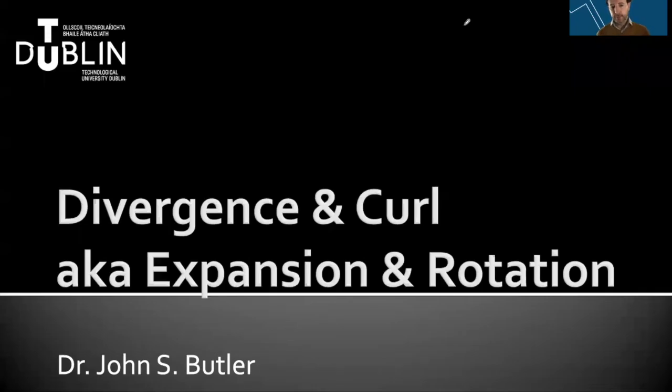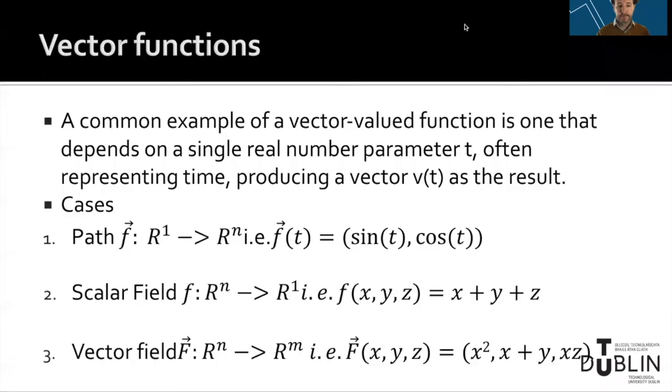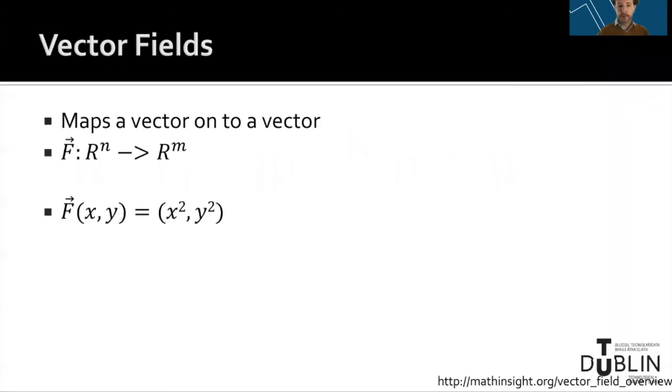In this lecture, I'm going to cover divergence and curl, which is the expansion, contraction, and rotation of a vector field. So we've covered the path, we've covered a scalar field, and now we have a vector field. Picture it like water. So first, let's plot it.